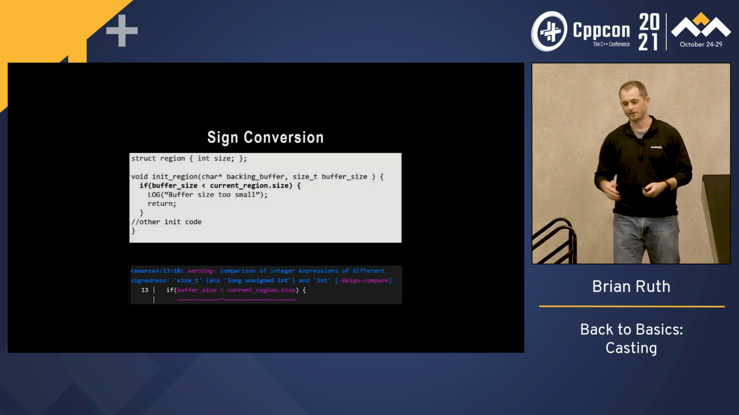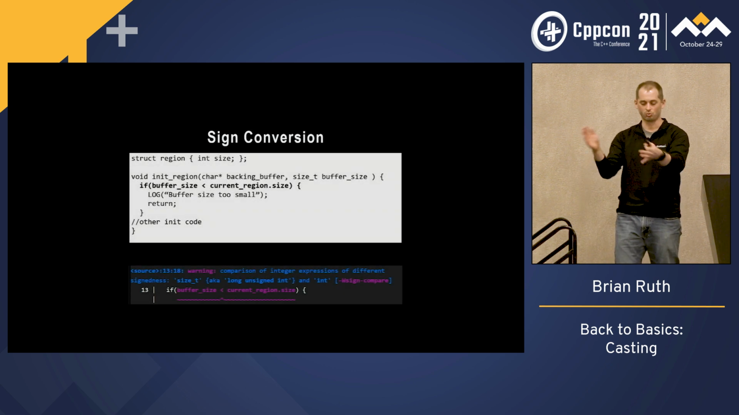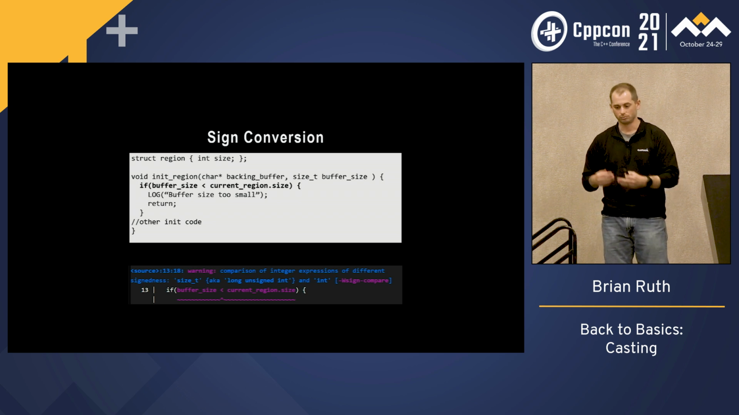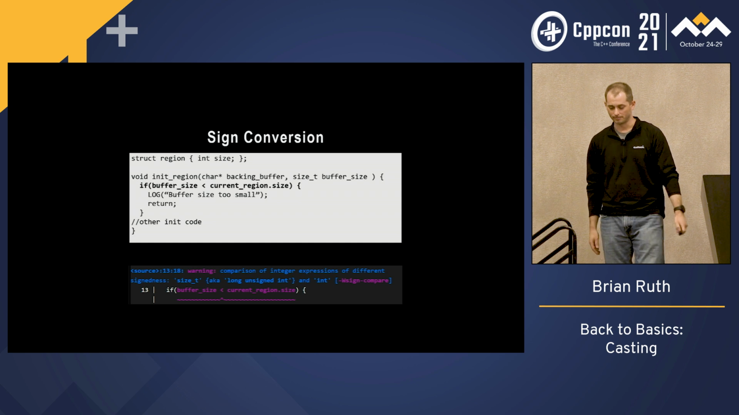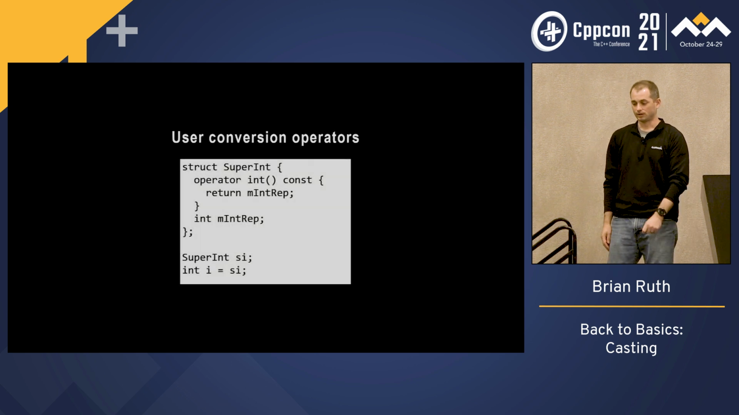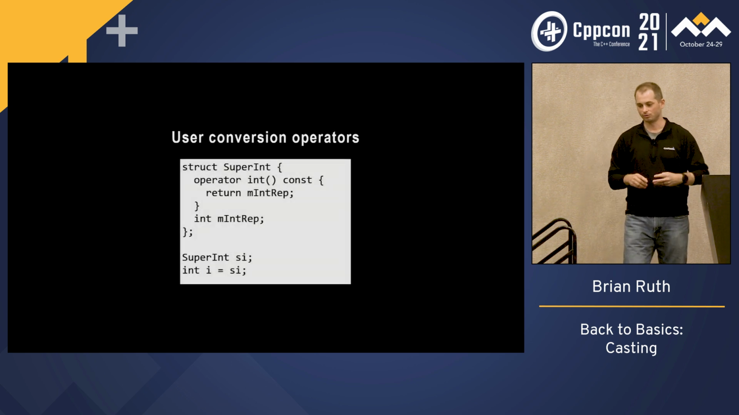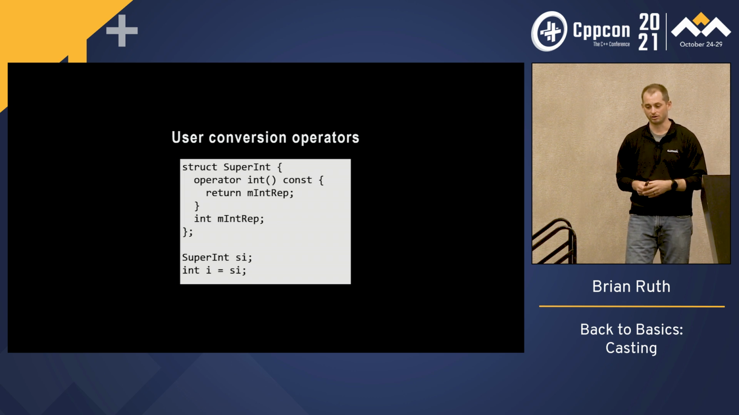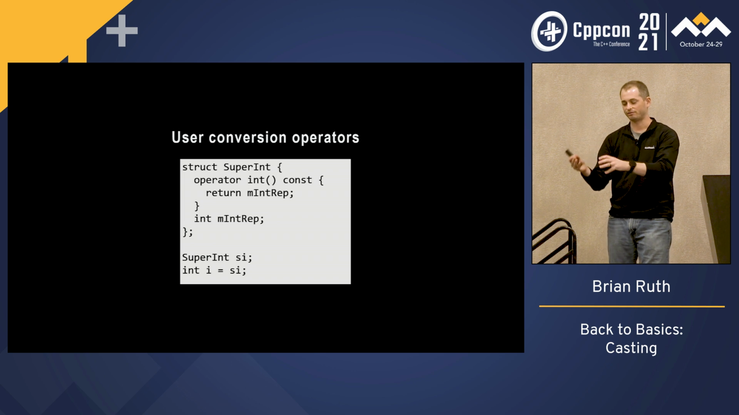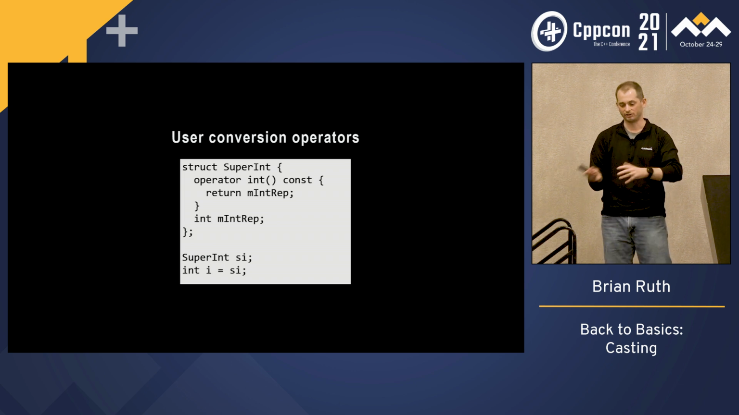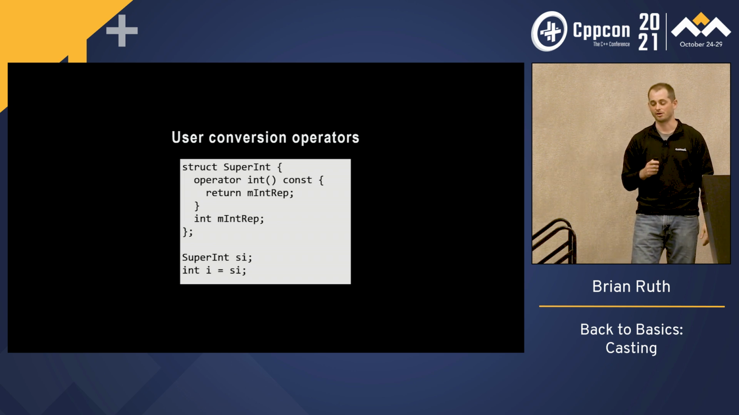Sign conversion. We saw that earlier. So basically, if you have your warnings turned all the way down, this will compile without warnings. It'll just implicitly do the conversions necessary. And as you saw, you can do user conversion operators as well. And this just allows you to make some special class and then have the ability to assign it to a different class via this conversion operator.